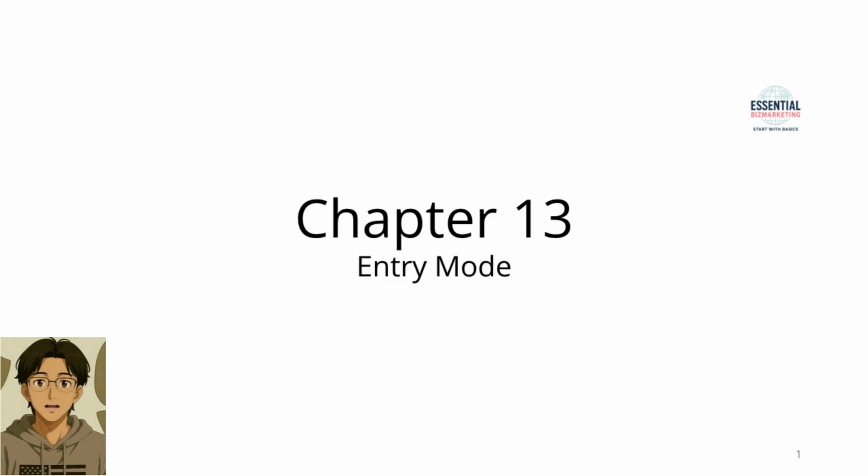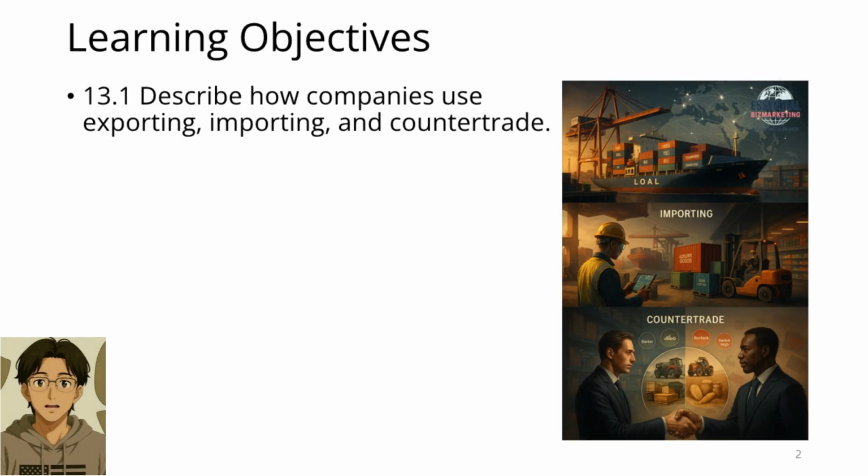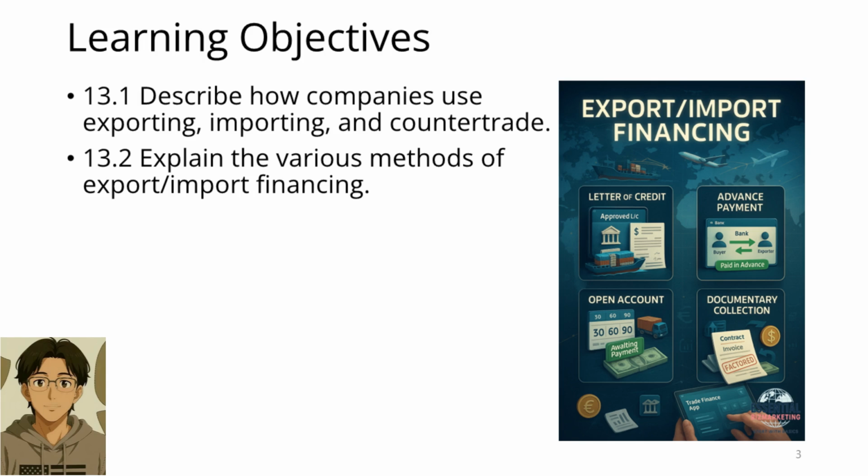In this chapter, we explore how companies choose and manage various entry modes when expanding internationally. Let's outline the key learning objectives for this chapter. You'll learn how companies use exporting, importing, and countertrade to expand globally. Here are more objectives to focus on. We'll cover different methods for financing export and import activities effectively.